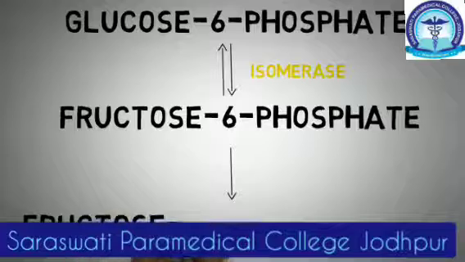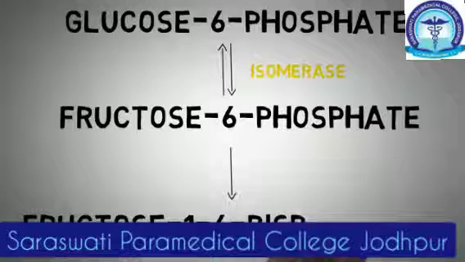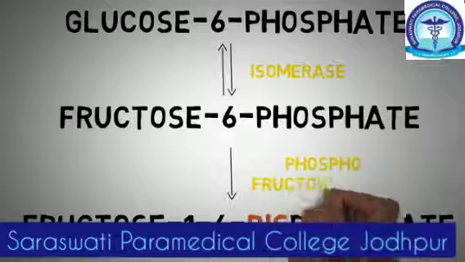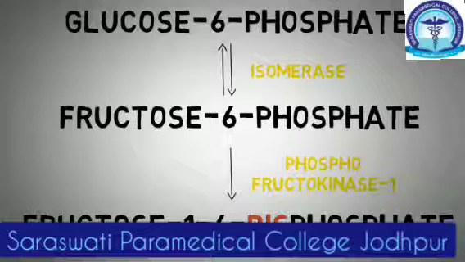After the formation of fructose 6-phosphate comes a very important step, in which an additional phosphate group is attached to the fructose 6-phosphate, making it a fructose 1,6-bisphosphate. Bis stands for 2, indicating that it has 2 phosphate groups now. This addition of another phosphate group is catalyzed by the enzyme phosphofructokinase 1.